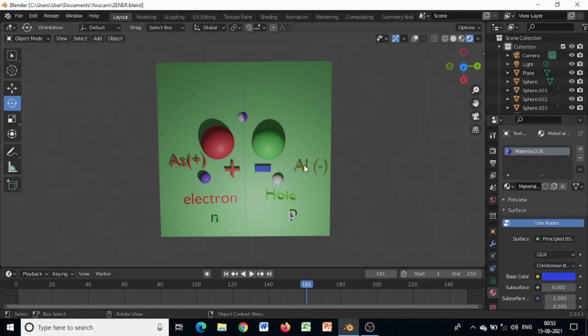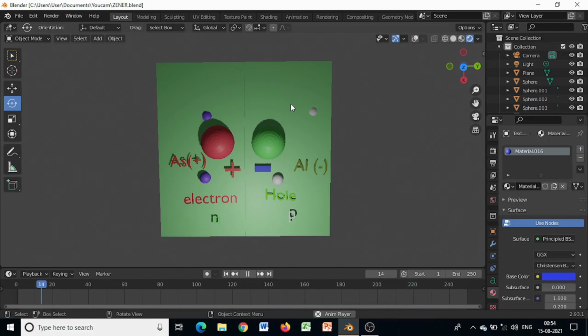Look at this animation. At the junction, electrons and holes recombine, leaving behind positive donor arsenic atom and negative acceptor aluminium atom, respectively. At the junction, a barrier potential is formed due to these immobile charges, which prevents further flow of majority carriers, but helps flow of minority carriers.